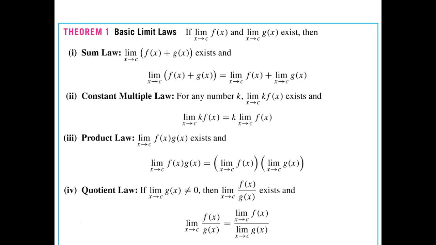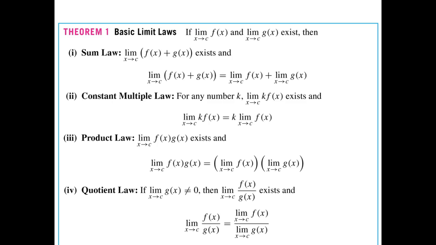Now the quotient law. You know both of these exist. The limit as x approaches c of g of x, it existed, that's all we said before. Now we have the additional requirement: it exists, but it can't be equal to 0. Then, if that's true, the limit of the quotient also exists, and the limit of the quotient is the quotient of the limits. Okay? As long as that limit isn't 0.